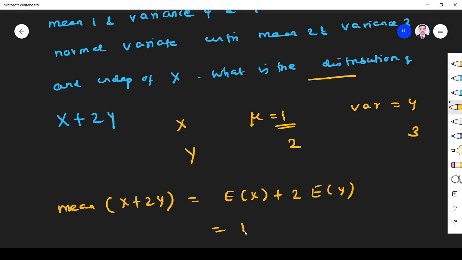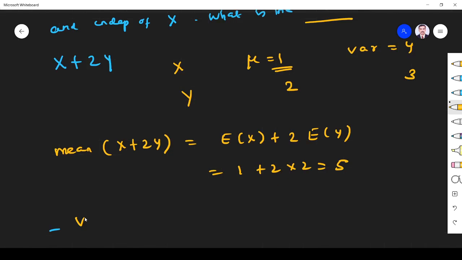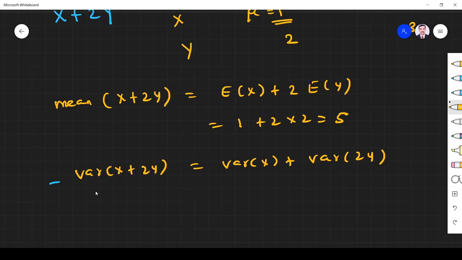E of x is 1 plus 2, E of y is 2, so 5. Right? Okay. Next, variance of x plus 2y. So variance of x plus, since they are independent, variance of 2y. So what is variance of x?